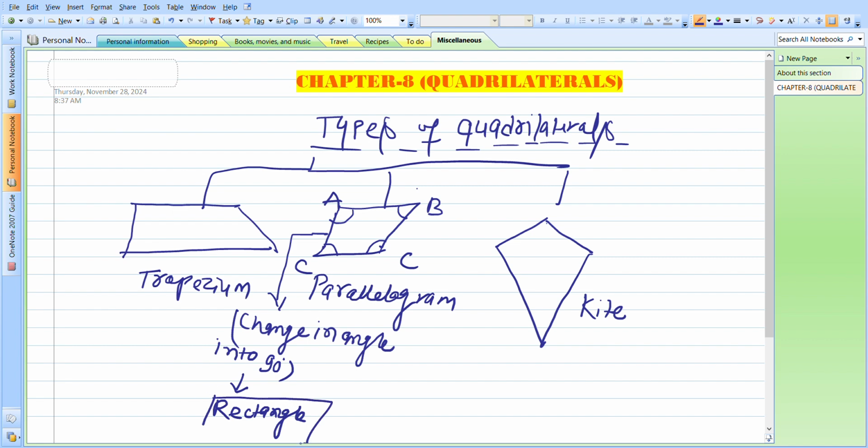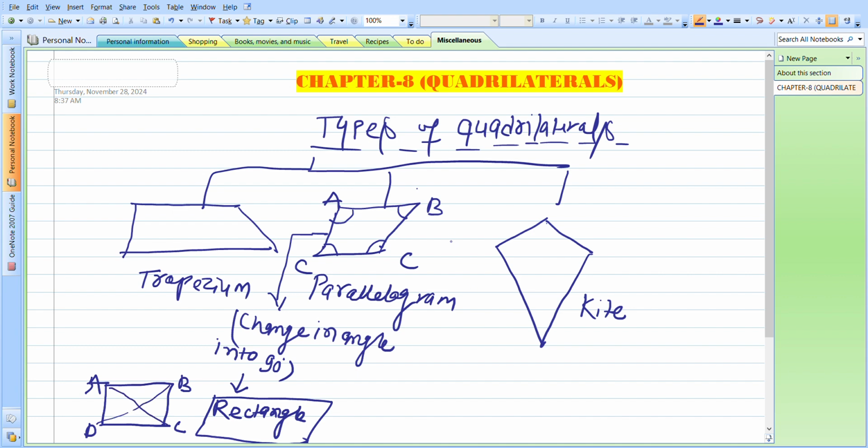It is called a rectangle. You can definitely understand rectangles: all angles are 90 degrees. So this is also a parallelogram, but the difference is all angles are 90 degrees. Because all angles are 90 degrees, the diagonals are equal.